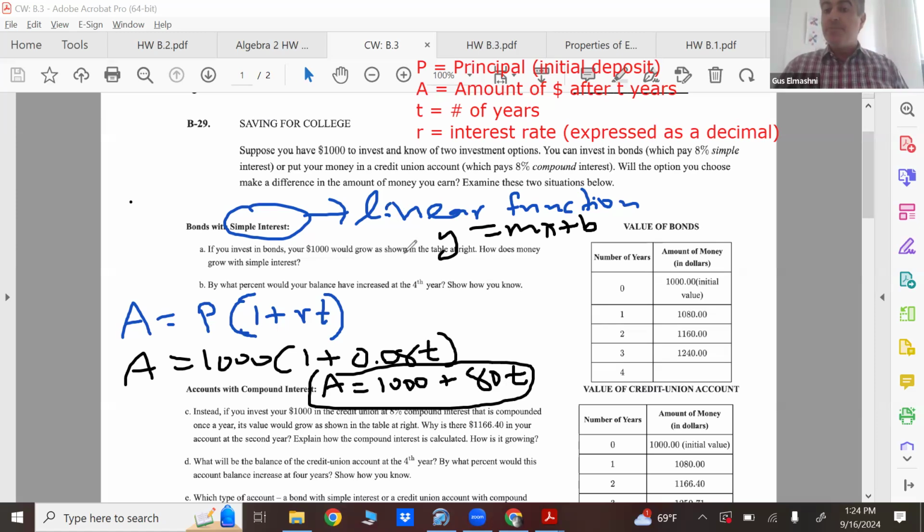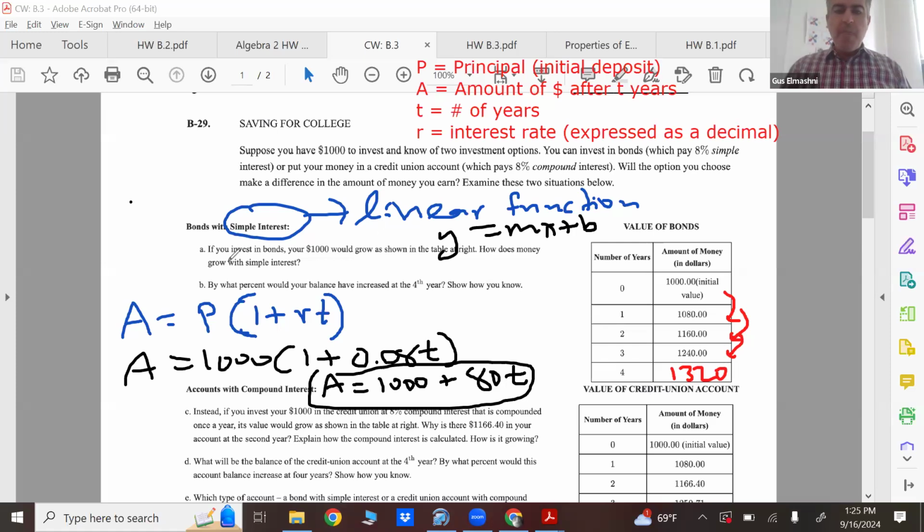Does it need to be written as 1,000 plus 80t? No. Can it be 80t plus 1,000? Whatever you want, it doesn't matter. Usually we like to write the variable first and then the number second, but whatever you're comfortable with is fine with me. So that's pretty simple.